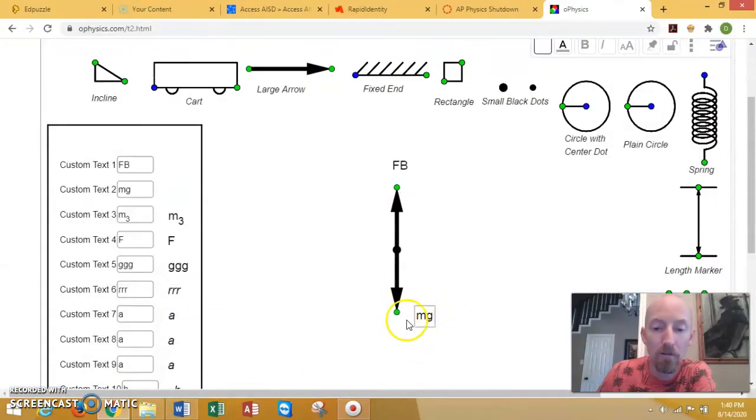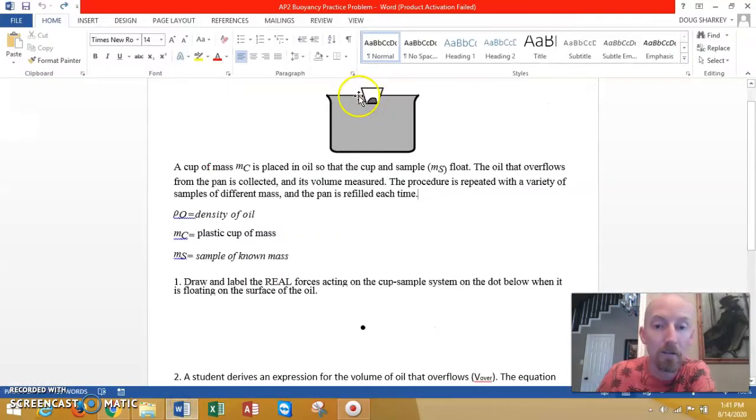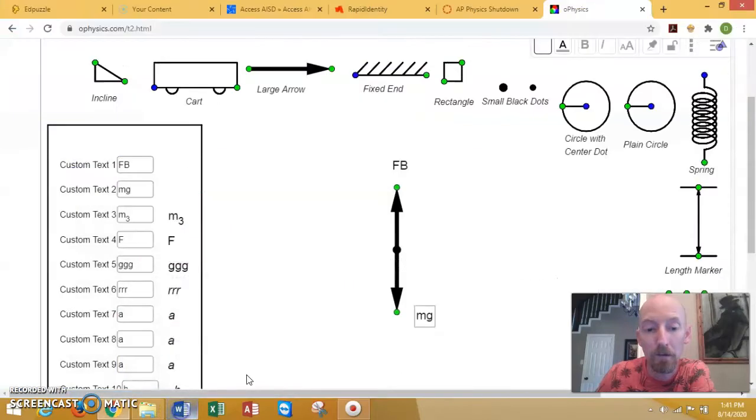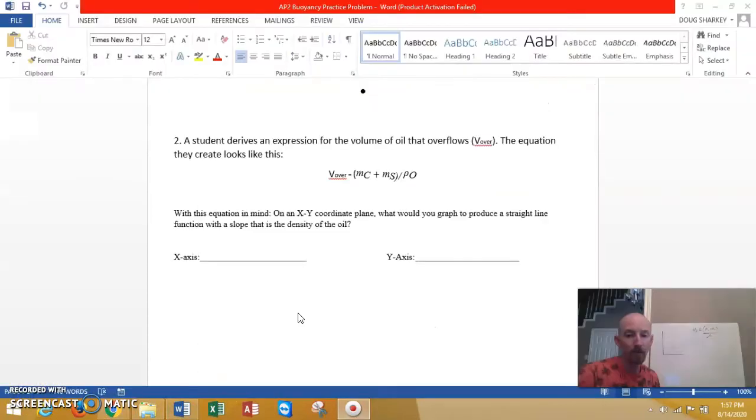I think you'd be okay if you write, well, I think you need to be explicit about what the mass is. There's actually two things here, right? So there's the cup and the sample. So you really do need to be explicit. If you call this mass total, I think you'd be fine. Okay. All right, part 2.